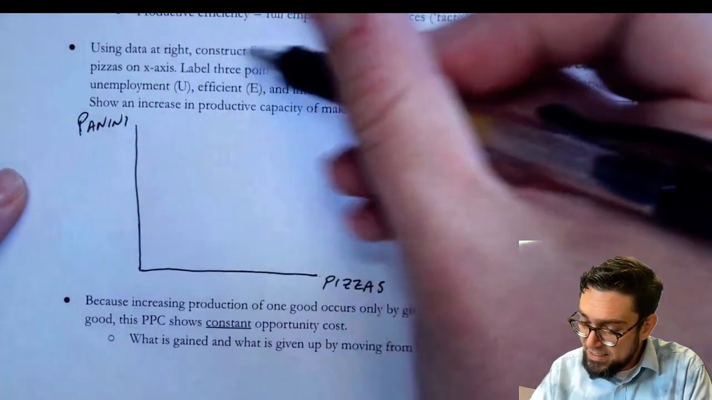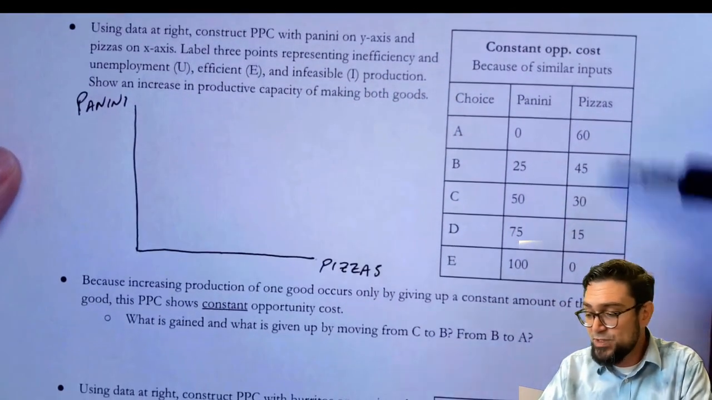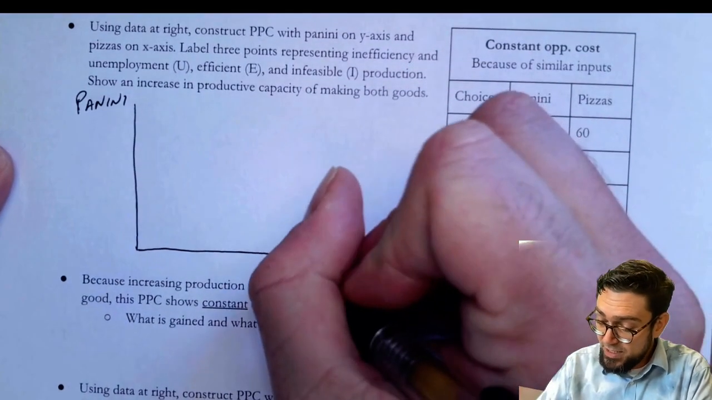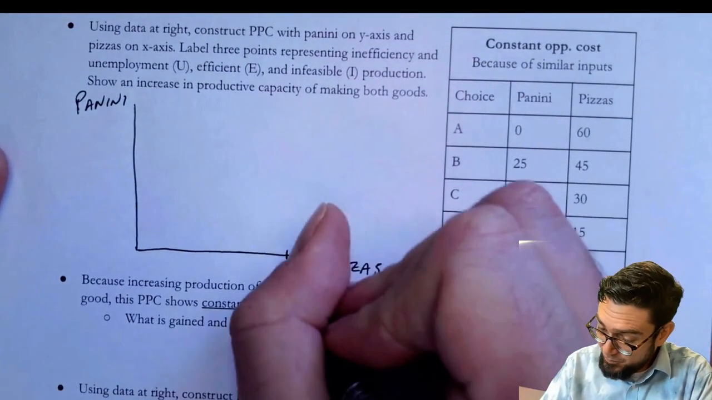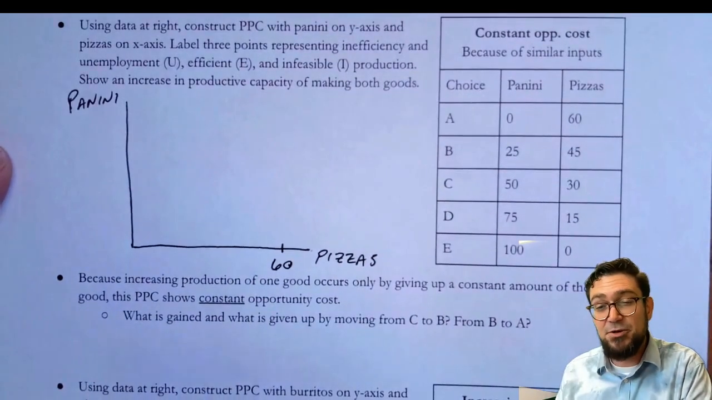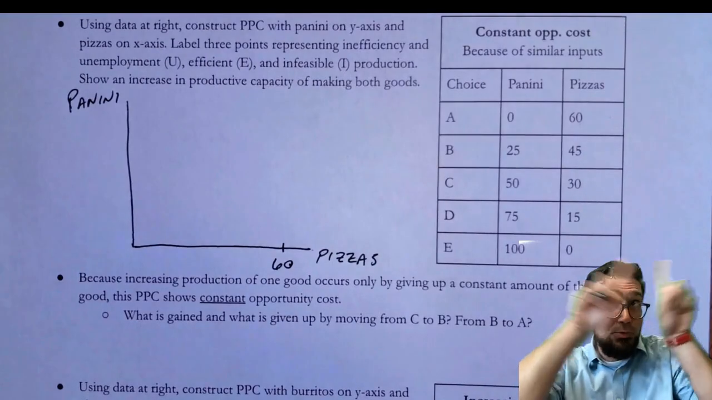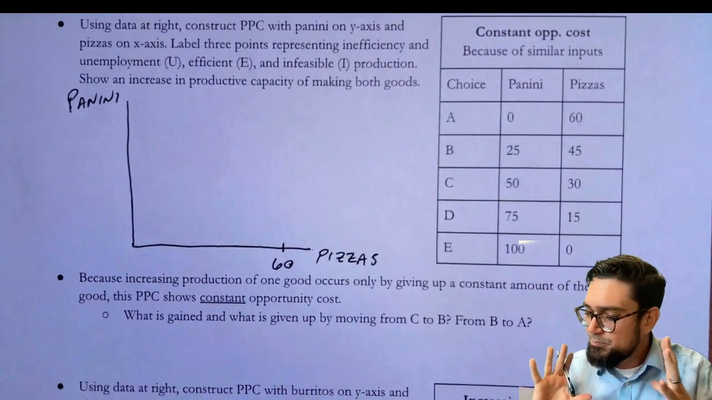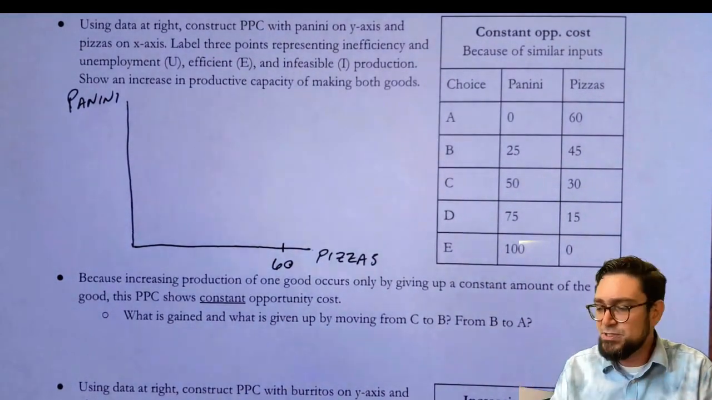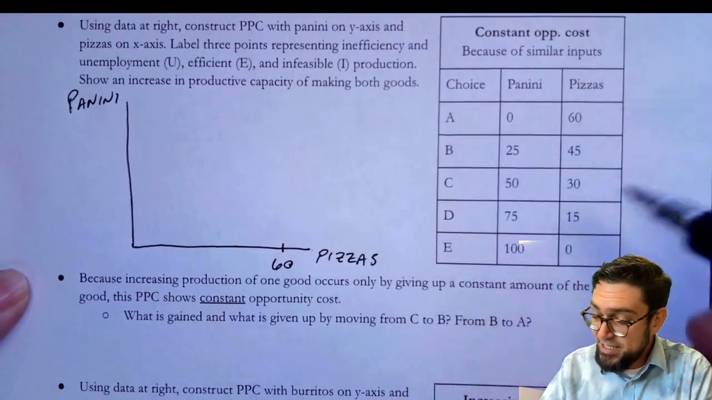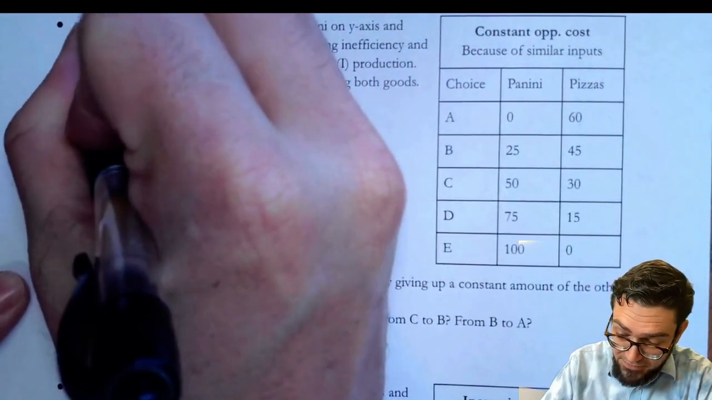And then it says using this data. So we're going to plot some really basic points here. Now, pizzas, it looks like at most we can make 60. So I'm going to put that as our maximum value. This is really one of the only times in this class where we're going to plot points like this, but for the most part, we're going to do just general sketches. This is one where we're really trying to understand what's going on. So the maximum number of panini is 100, so we're going to put a max value up here.